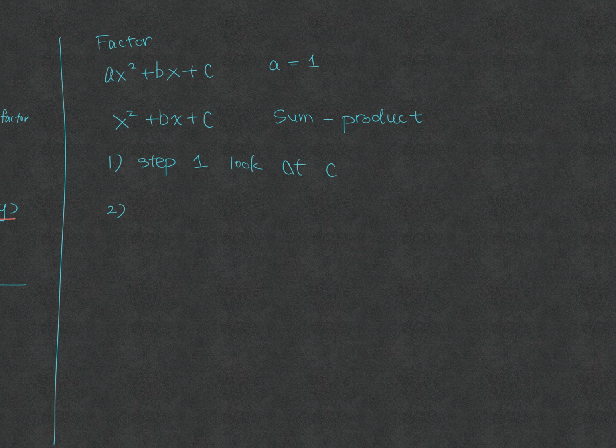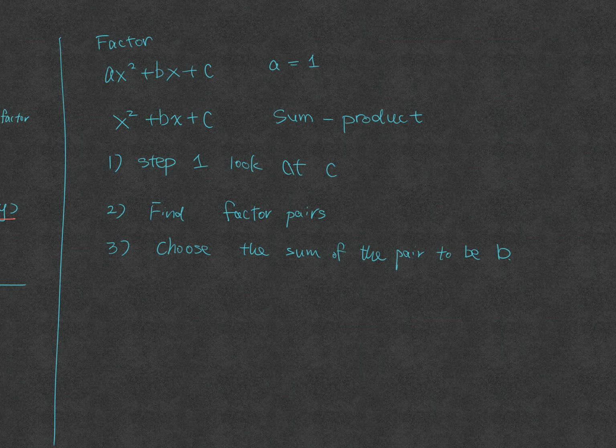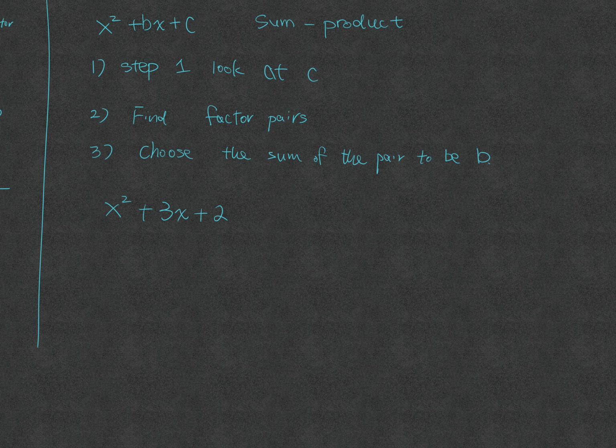and then find factor pairs, and then choose the pair whose sum is b. So, for example, now let's see this one. For c, the factor pair is very straightforward. It's 1 and 2.